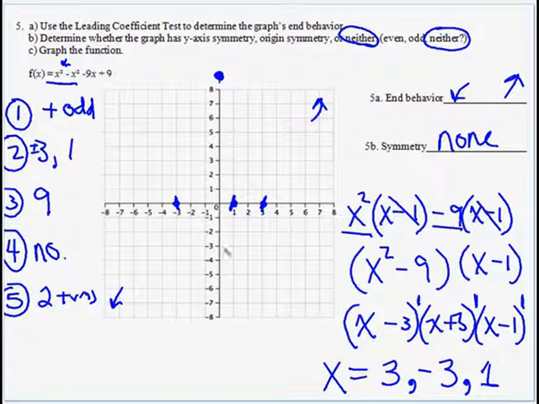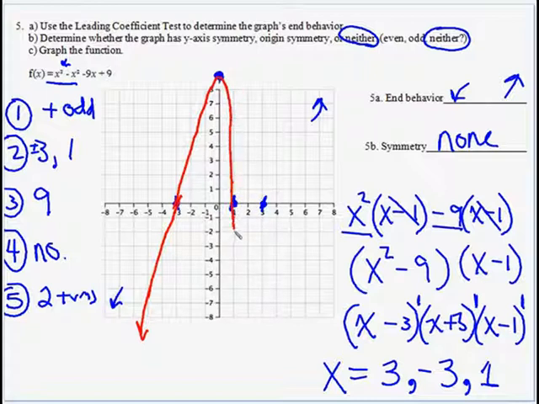So let's see. I always start and go left to right. Well, I know my end behavior is down to the left, and I know I'm headed up toward my first x-intercept, and I know I'm going to cross. So I'm going to cross at -3. And I head up to a positive y-axis intercept, which makes sense. And then I head down, and I know I'm going to cross the x-axis again at 1.